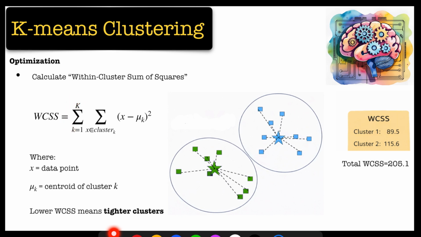So, if WCSS for cluster 1 is, let's say, 89.5, and for cluster 2 it is 115.6, then the total WCSS will be 205.1. So we are calculating the squared distance within a cluster and then summing them up. Now lower WCSS means tighter clusters. Why? Because we are trying to minimize this, right? So if we minimize this, all the data points within a cluster will be closer to the centroid, right? And that is, we'll have tighter clusters.